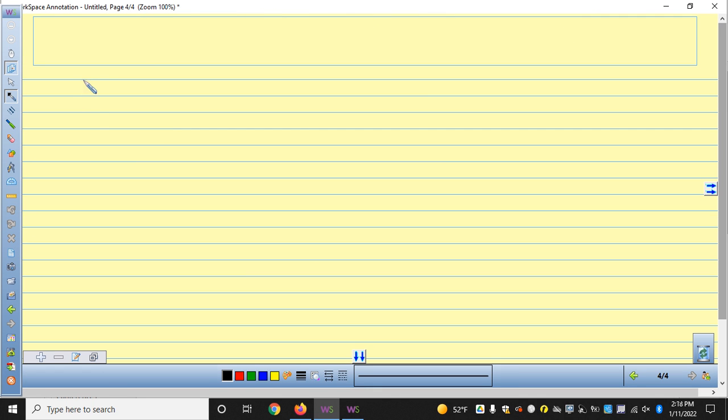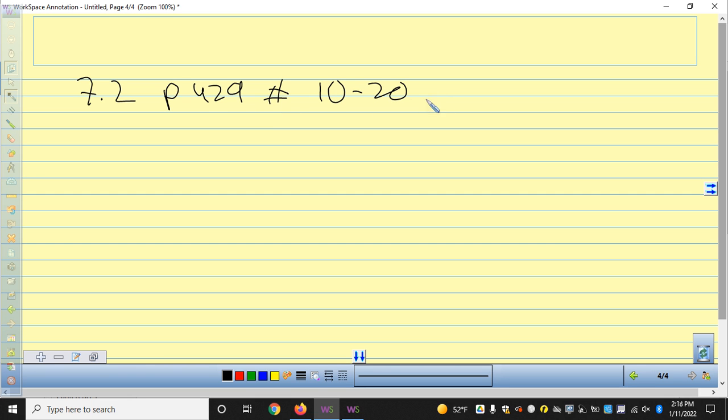Our work for today, we're in section 7.2. Ten through 20 even, 21, 37, and 42.